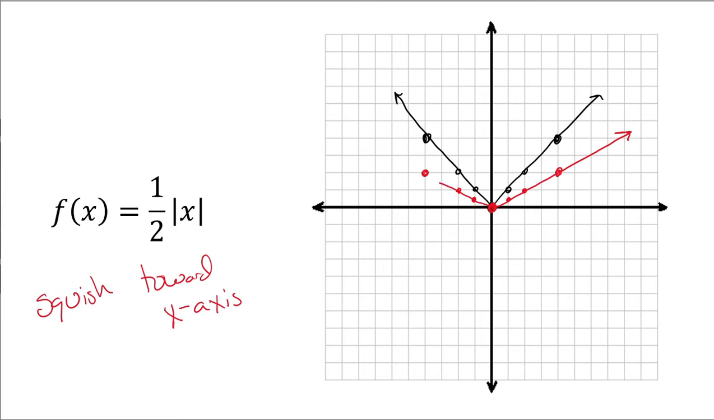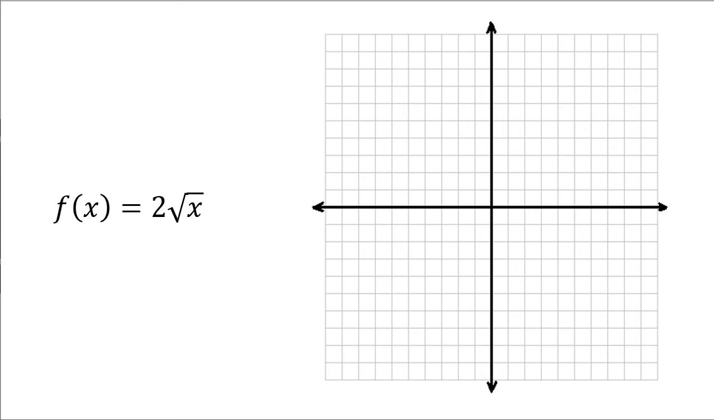So the red line is our final answer. So again, that whole black parent graph, basically we just took something really heavy, really big, and we just sat it on top of it and squished it straight down. Parent function is a square root. So we're going to start here, 4, 2.